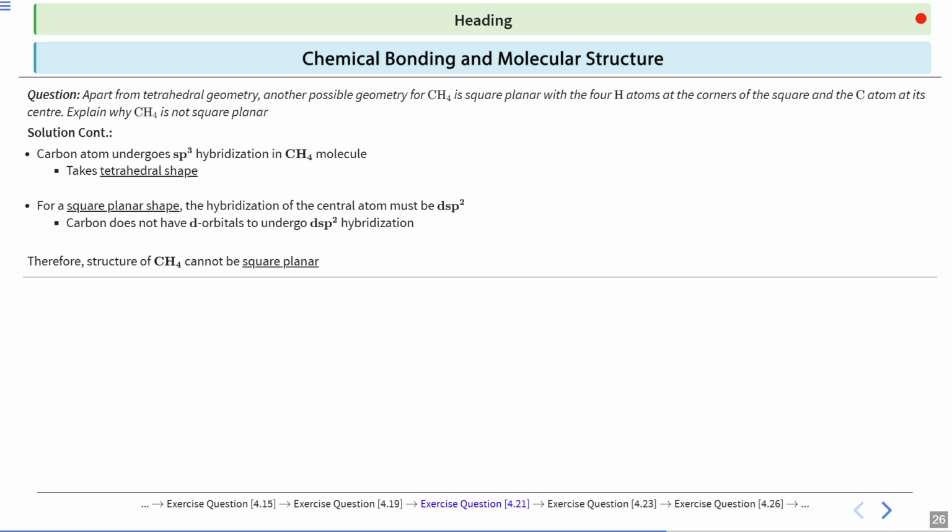There you will see that only a few molecules undergo dsp2 hybridization to form square planar complexes. Nickel 2 plus is an example of that. With some specific ligands, it is capable of dsp2 hybridization, and therefore only in that case does it have a square planar shape. So it is NiCl4 2 minus. Now moving on to the next question.